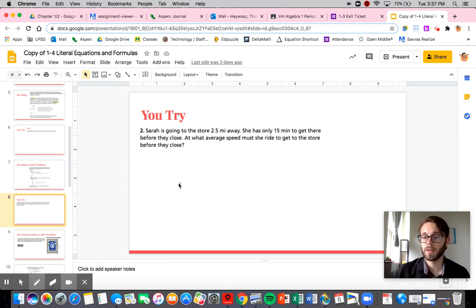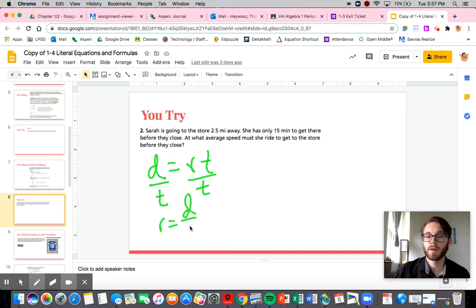Okay, so to look over that one that you just tried, let's look at this particular problem. Sarah is going to a store 2.5 miles away, and only has 15 minutes to get there. So we have a distance and we have a time, and we're going to be solving for the rate. We know distance equals rate times time. We are looking for the rate, so we can divide by the time, and we get rate equals distance over time.